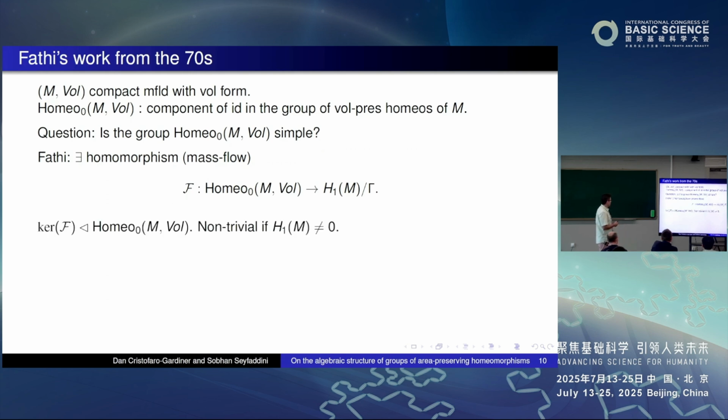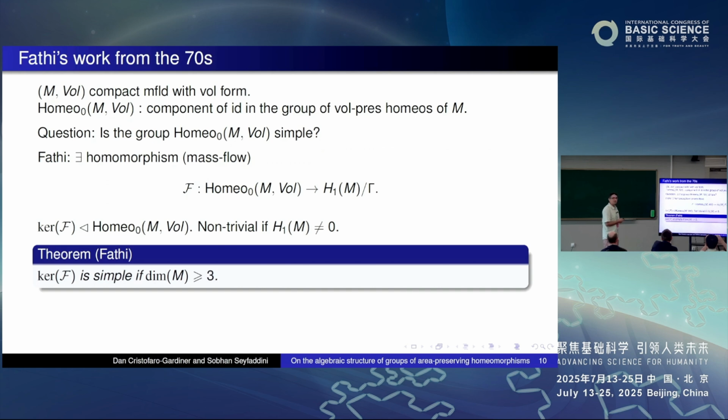And okay, so since you have a homomorphism, you can take its kernel, and whenever the kernel is proper, it gives you a proper normal subgroup. So it answers the question. And actually, he showed that the homomorphism is non-trivial as soon as H1 of the manifold is non-trivial. So this largely answers the question.